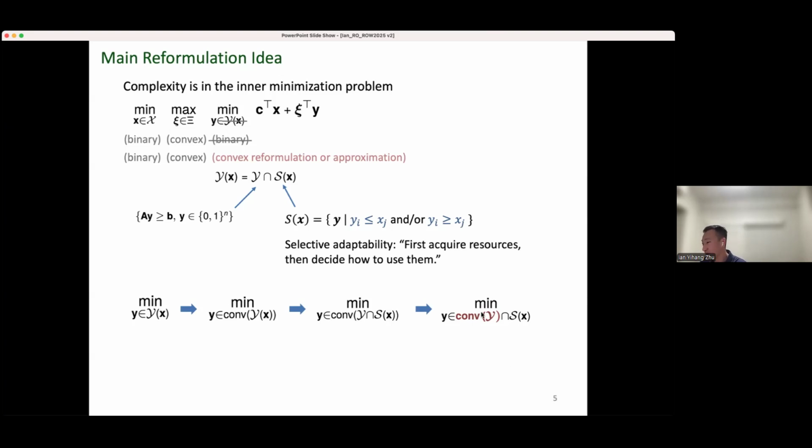So we can decouple capital Y from S of X, and so really we can only focus on trying to get the convex hull of a set, a feasible region that doesn't depend on X.